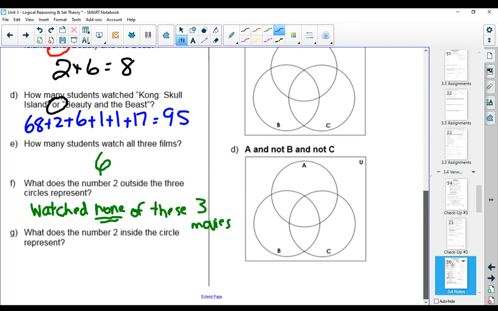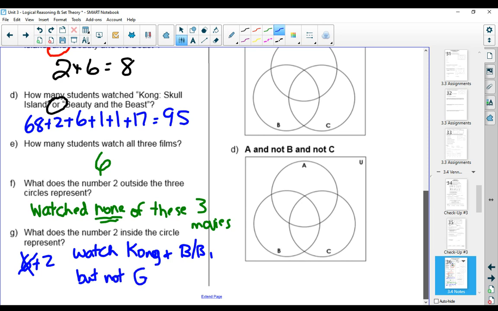Okay, so if you remember, the number of people that watched Kong and Beauty and the Beast was 8, and that came from doing 6 plus 2. Well, the 6 are the people who watched all 3. So the 2 is going to be all of the people who watched Kong and Beauty and the Beast, but not Goon. Now, another way that you can say that is the people who watched only Kong and Beauty and the Beast.